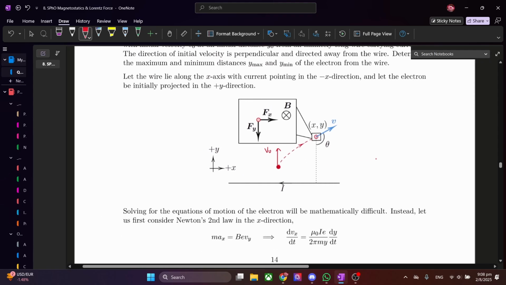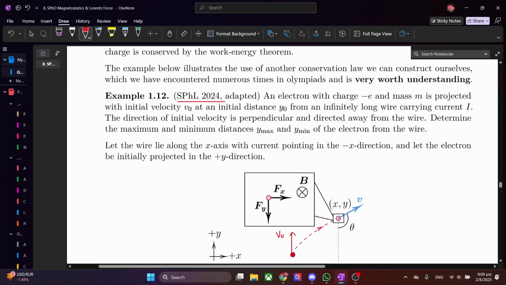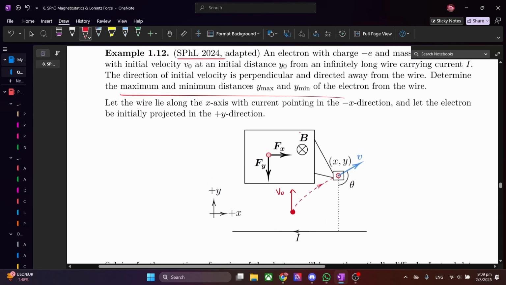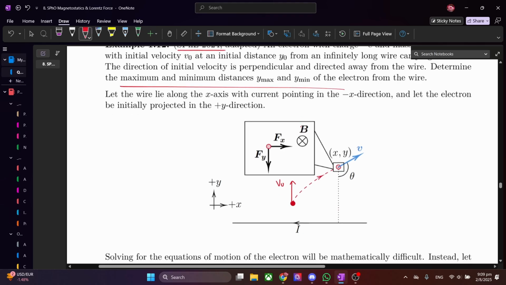What they want us to find is not the entire trajectory or how it depends on the time. They just want to find the maximum and minimum distances, y max and y min. So it seems pretty difficult because your first instinct would probably be to solve a differential equation using Newton's second law. But that is a really terrible idea. And sometimes there are some shortcuts which we can apply.